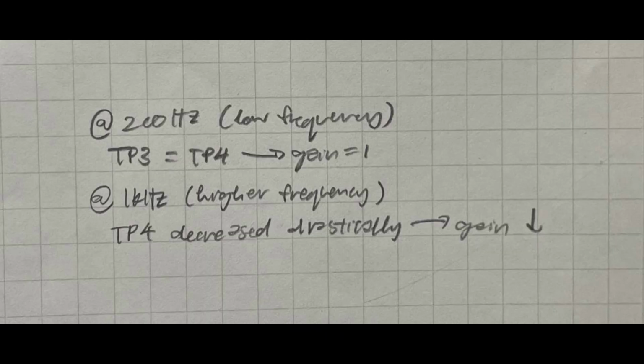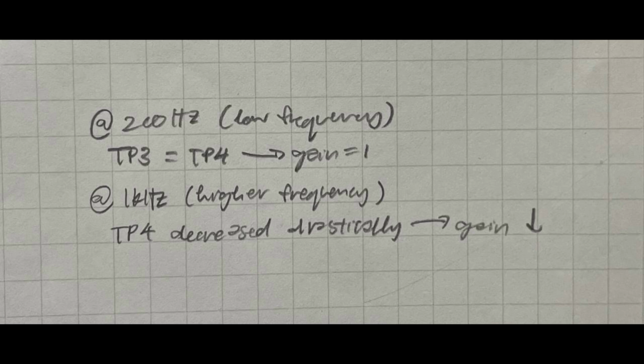At 200 Hz, you saw that my TP3 and TP4 are equal. This is because there were no feedback resistors, which usually provide the gain for this circuit. Hence, I achieved unity gain, which means that our gain is 1. At 1 kHz, you saw that my TP4 had decreased drastically, which meant that my gain also decreased. This is because of the two low-pass filters which had affected my output.